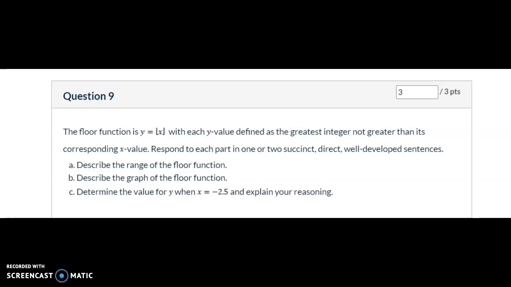The second one says describe the graph of the floor function. An absolute value graph kind of looks like a V, so the graph of this floor function is going to be a V. And determine the value for y when x equals -2.5, and explain your reasoning. The value for y when x is -2.5 is 2.5, because when it comes out of the absolute value sign, it is going to be positive, and that is by definition.